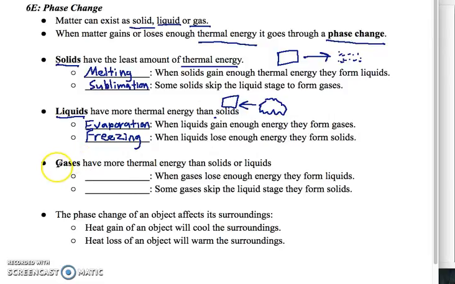Okay, the last phase of matter, gases, they have the most thermal energy. They have more thermal energy than solids or liquids. They have really not a definitive shape at all. They can be compressed, so you can put them in a smaller container than they originally were. So again, most energy, least definitive shape. When they lose enough energy, they're going to form liquids, and that's going to be called condensation.